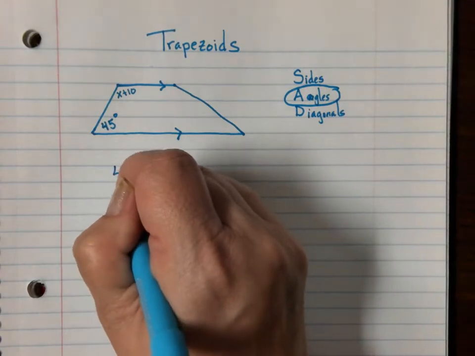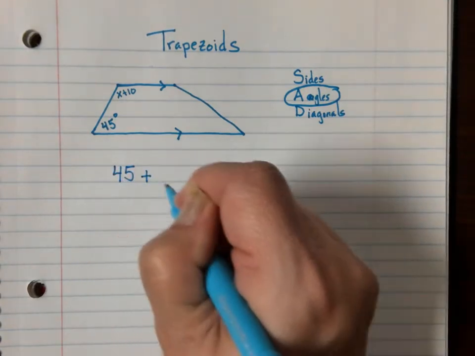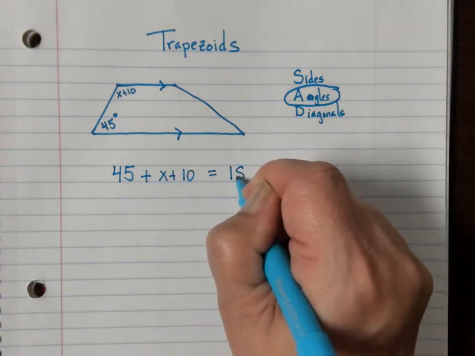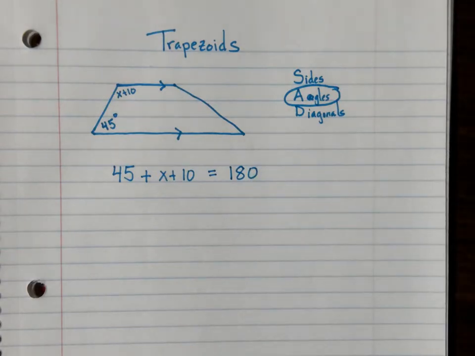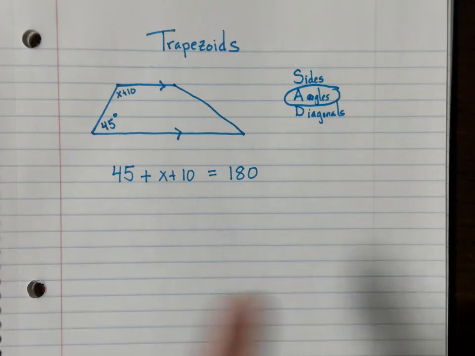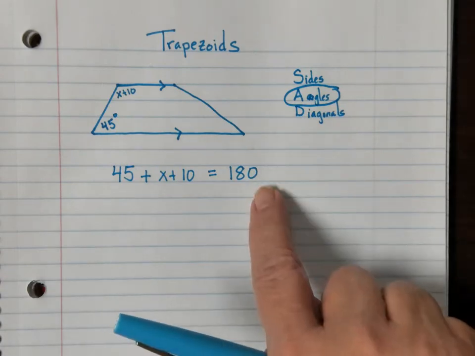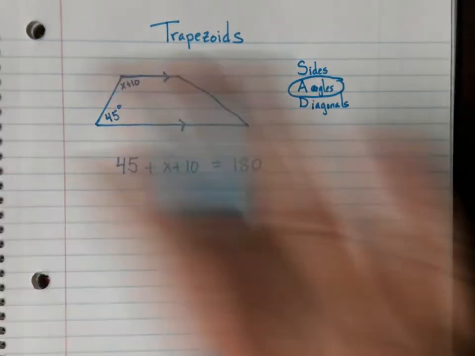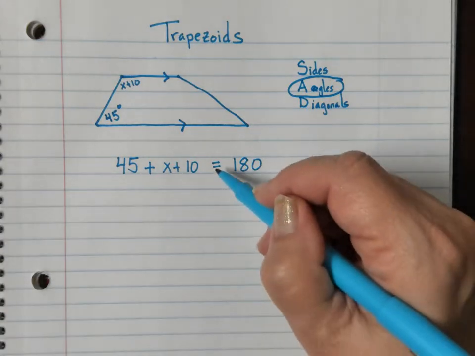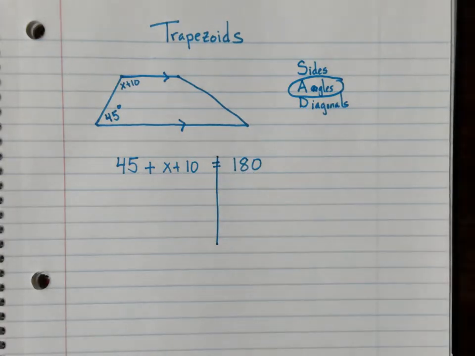So we're going to write 45 plus x plus 10 equals 180. That's the geometry right there. Knowing the name of your shape, knowing the angles, looking at your chart, knowing that supplementary means adds to 180, and then writing the equation. Once you do all that, the geometry part is done, and now you just need to add in a little bit of algebra, and hopefully you guys are getting better and better at solving your equations.